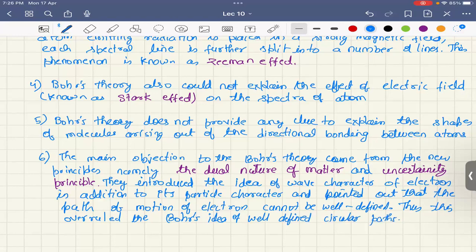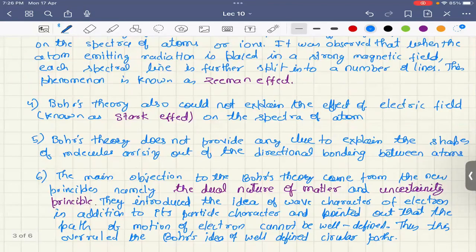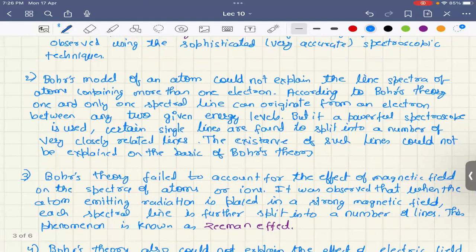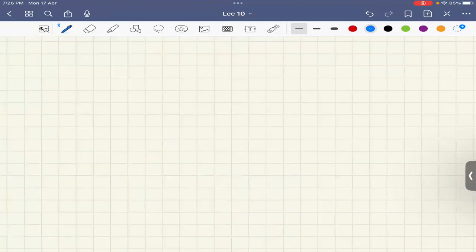Right? And hence, because of these many limitations or disadvantages of Bohr's model, this model was abandoned and a new model was proposed. So now what we are going to study is the dual nature of matter, right? And the experiments which proved it, right?